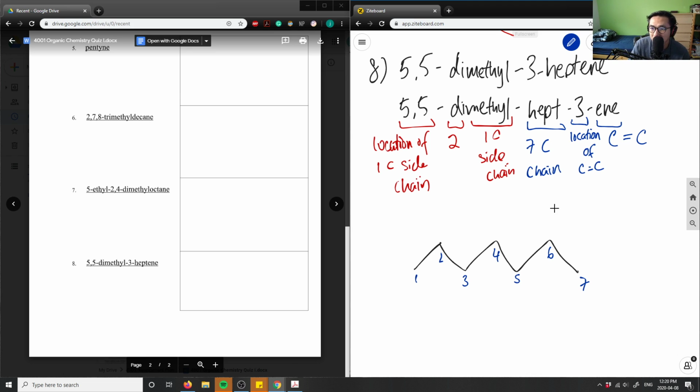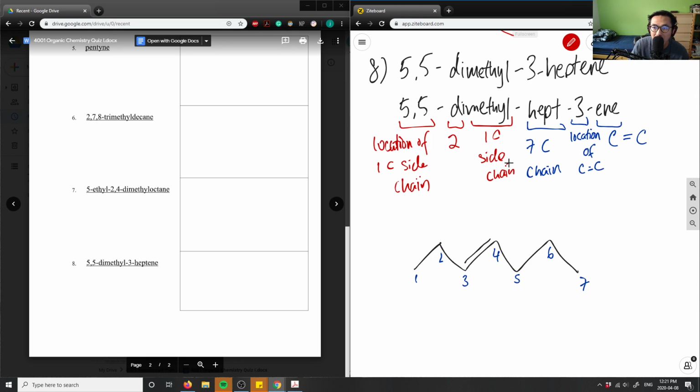And then what I'm going to do is my location, I have a double bond at carbon 3, right? So I'm going to draw a double bond at carbon 3, which is awesome. It's going from 3 to 4, right? So it starts at 3, and then it goes to 4. So hept-3-ene is taken care of. That's great. And then now I'm doing my side chain stuff.